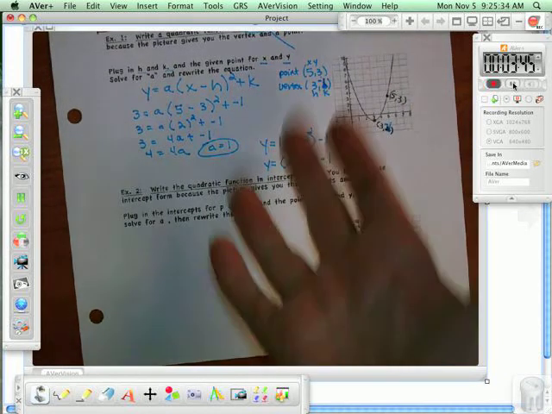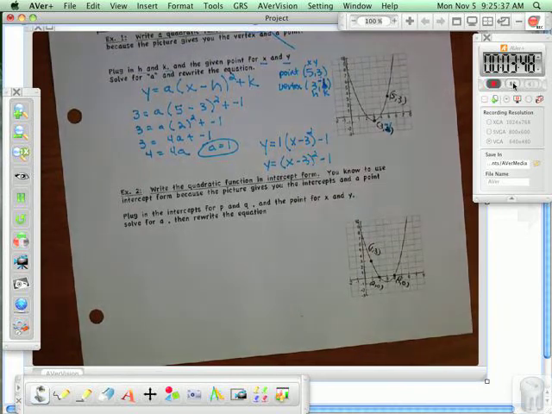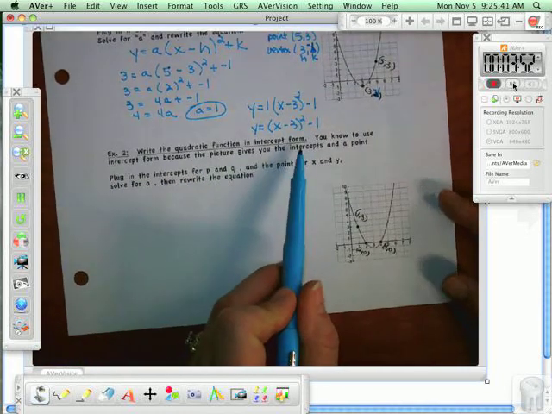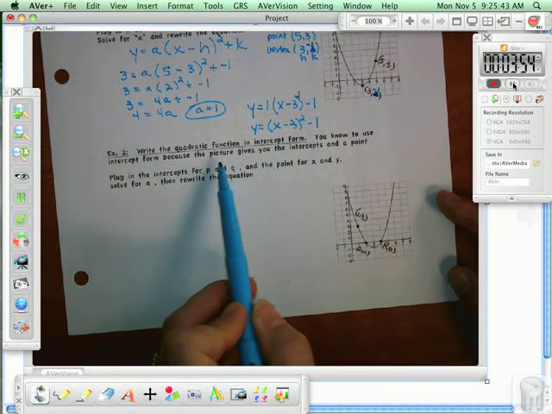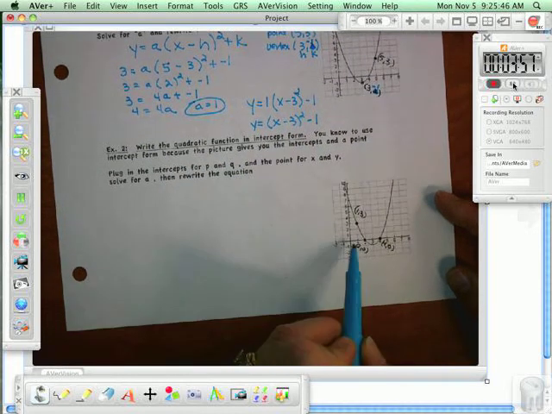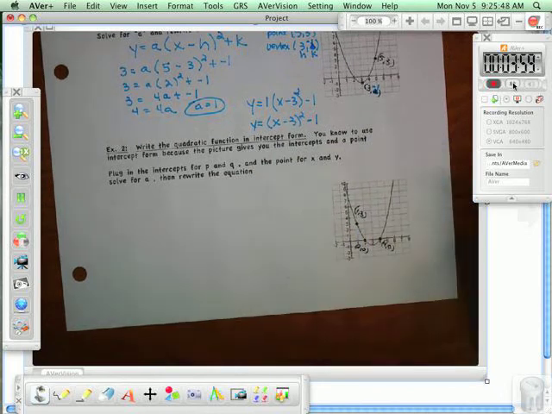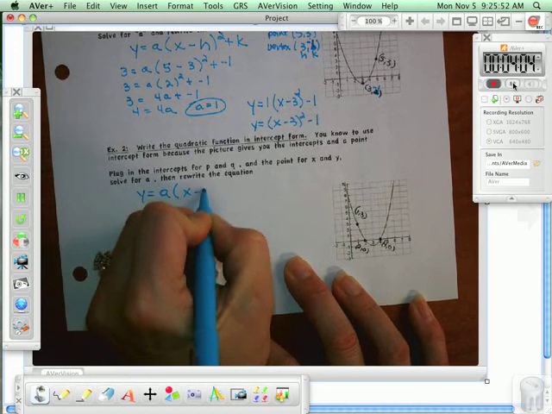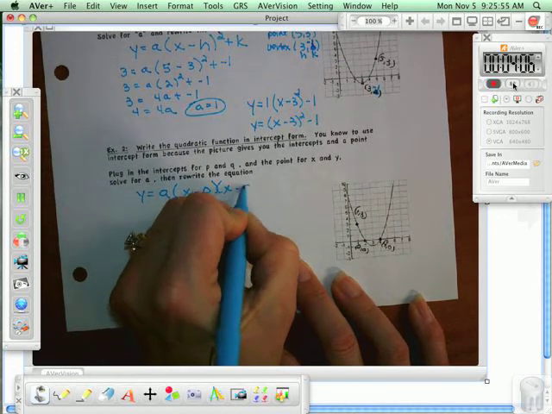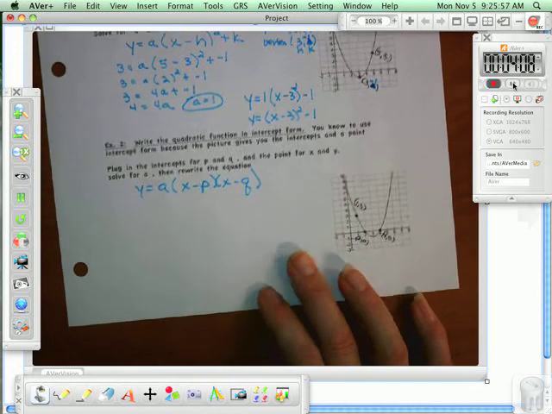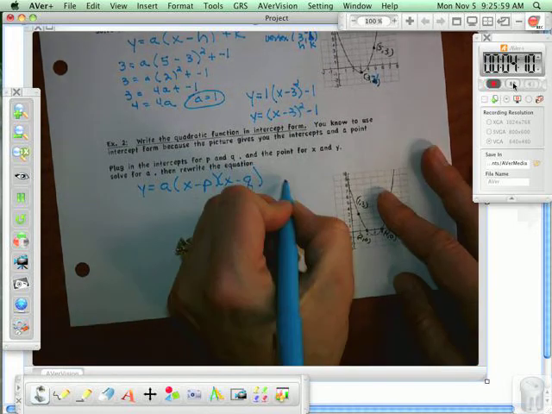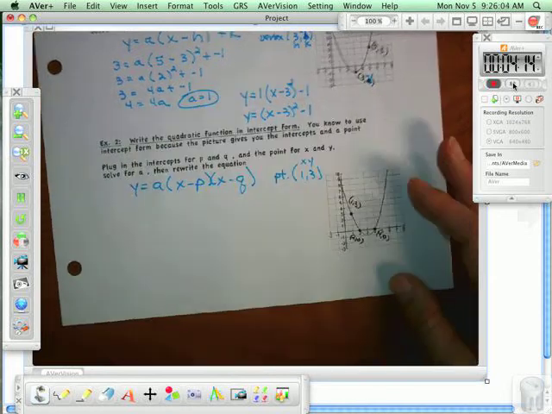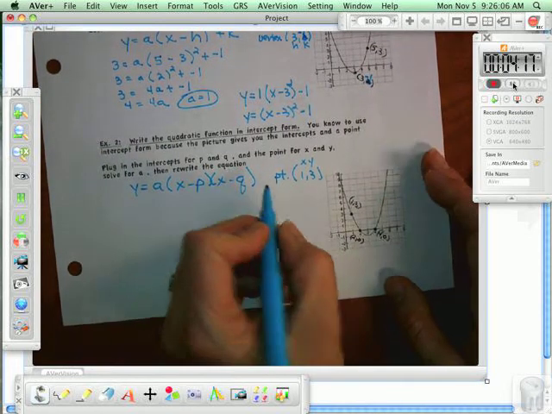All right, example 2. Write the quadratic function in intercept form. You know to use intercept form because the picture gives you the intercepts and a point. So, here's intercept form. Okay? Now the point is 1, 3. That's my x and y. I'm going to say my p is 2 and my q is 4. P and q are the intercepts, remember?